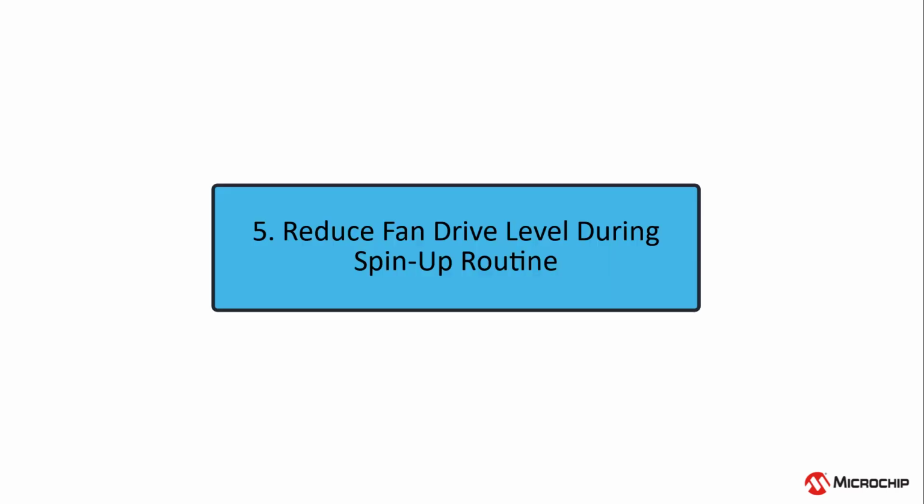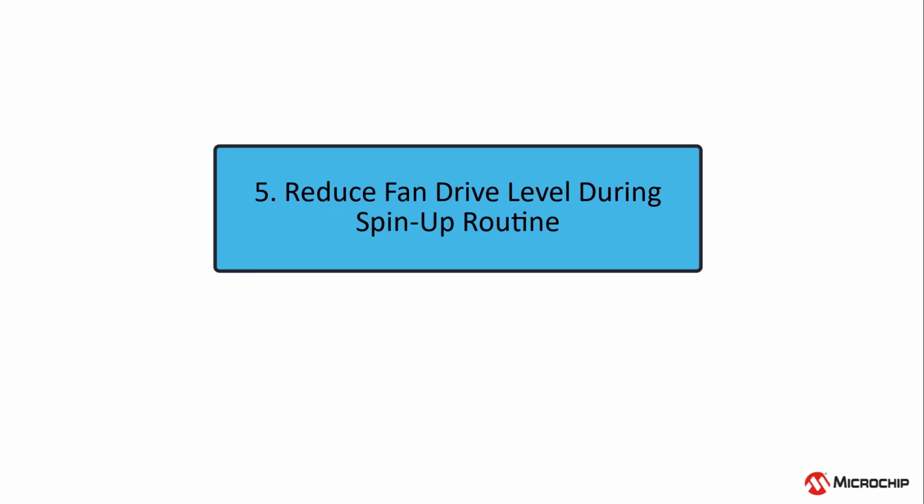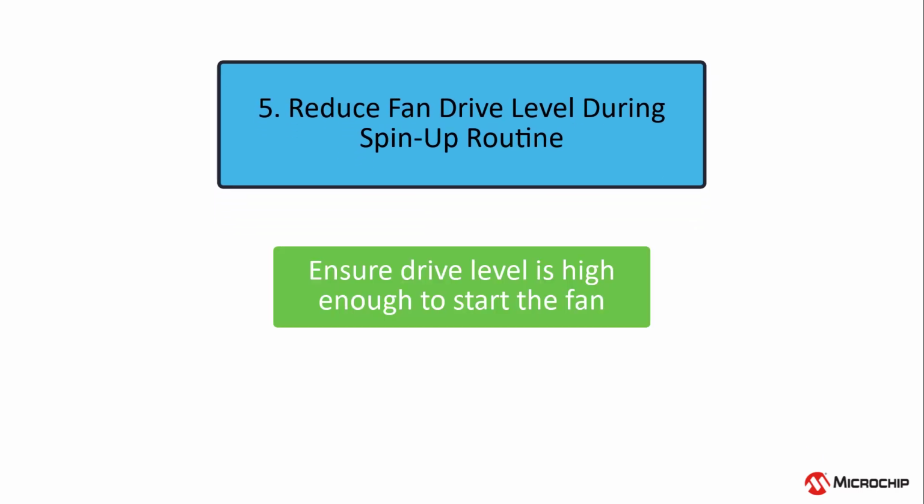Lastly, reduce the drive level for spin-up routine. This follows the previous 2 points of not pushing the fan way past the target RPM. A lower drive level will prevent the fan from going way overboard. Note, the drive level should not be set to a value below the minimum value required to spin the fan, otherwise the fan could fail to start.